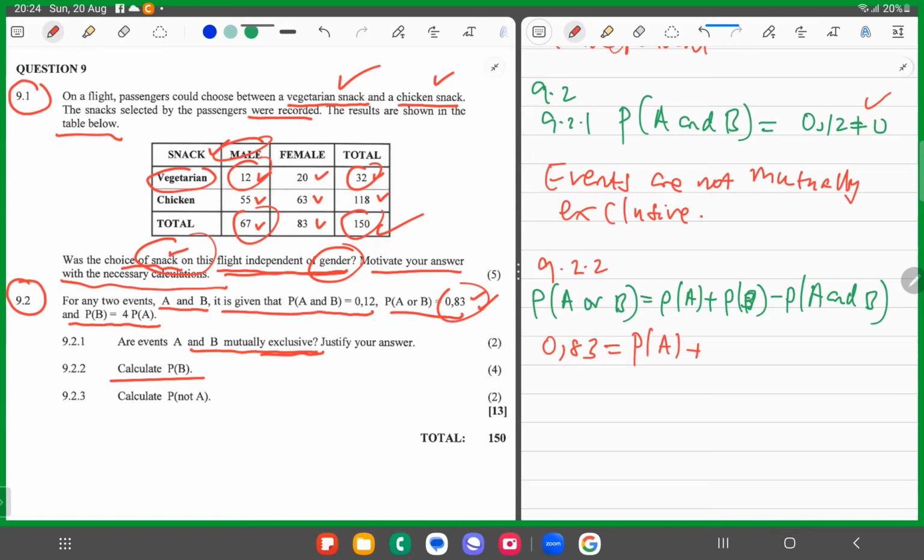The probability of B is 4 times the probability of A, it's given that way. The probability of A and B is 0.12. So the probability of A plus the probability of B is 5 times the probability of A. Now you have 0.83, you add 0.12, and to get the probability of A you divide by 5, which gives 0.19.